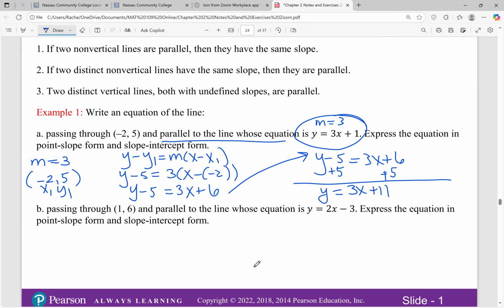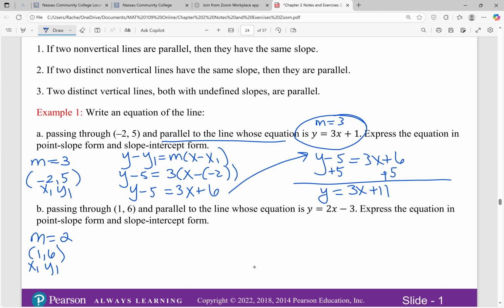So let's do another example. Come up with the equation of the line that passes through (1, 6) and is parallel to the line whose equation is y equals 2x minus 3. So in order for another line to be parallel to this line, y equals 2x minus 3, they have to have the same slope. So we need to use a slope of 2, along with this given point, (1, 6), which I'll call x1, y1, to come up with the equation of this parallel line.